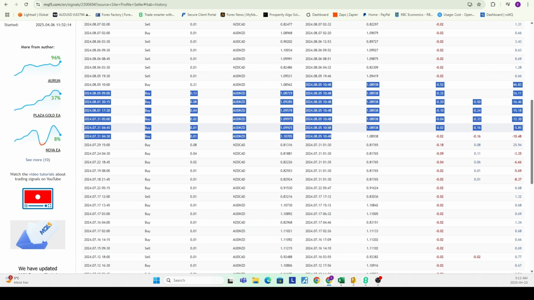If I just open up a random signal page, I can already see 1, 2, 3, 4, 5, 6, 7 level grids. You just need to be mindful of this, right? It's opening up quite a few big grids quite often. And particularly when you're trading 3 pairs, your odds of hitting a big grid are quite high. So if you're trading this type of system, always use some sort of equity stop loss so that you don't blow your account.